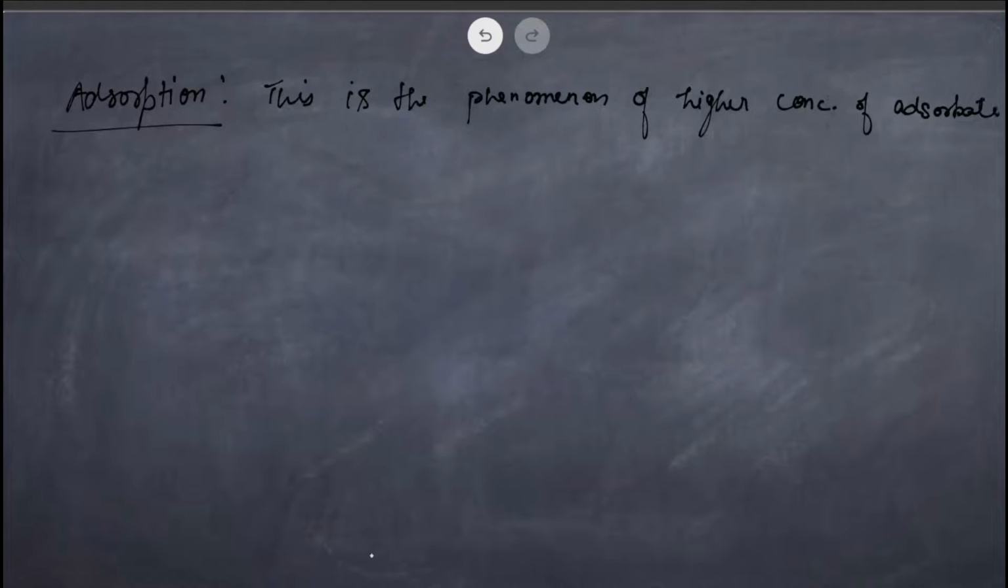Adsorption. So what is adsorption? This is the phenomenon of higher concentration of adsorbate molecules on the surface of the adsorbent. Example, SiO2, silica gel.